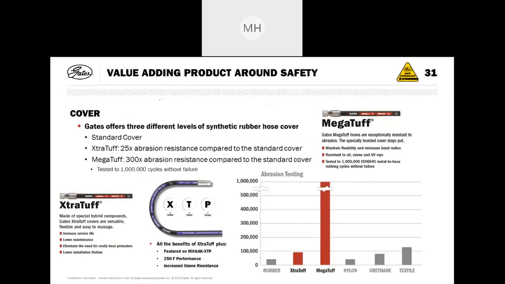So the Gates Mega Tough hose, it's got exceptional resistance. It maintains its flexibility and the minimum bend radius. It's got good resistance for oil, ozone, and UV rays. And like I say, it was tested to 1 million cycles under ISO standards of the metal to hose rubbing and without failure. So sometimes people talk about adding on a sleeve or some other form of abrasion resistance. It could be another option to look at from an economical point of view of upgrading the hose cover that you're offering to the end user.